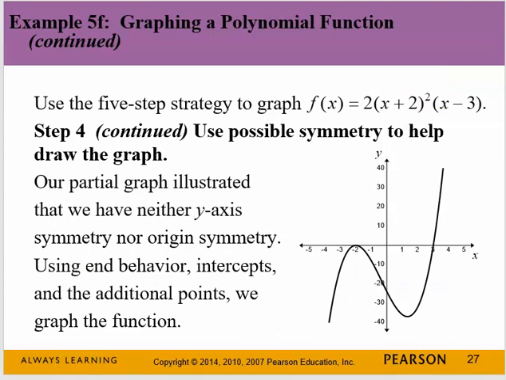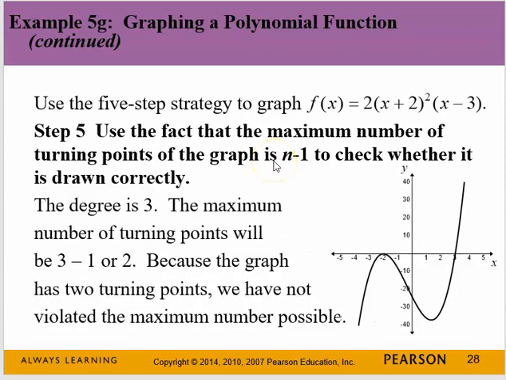And in part F of example 5, we can use symmetry to help draw the graph, knowing it's going to swing up, and this is what it looks like. And to wind this up, we can check the maximum number of turning points. Remember, this was to the third degree. There's a 2 and a 1 made it to the third, and it's n minus 1, so it turns twice. All right.